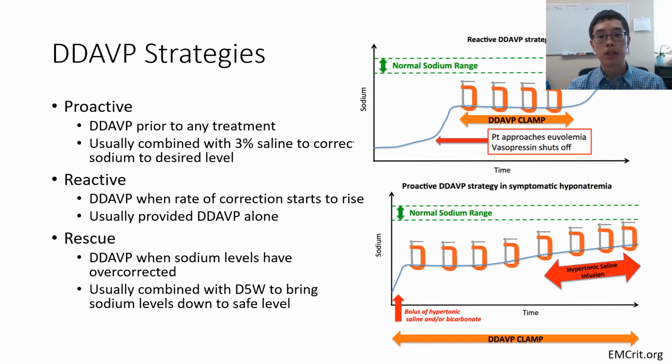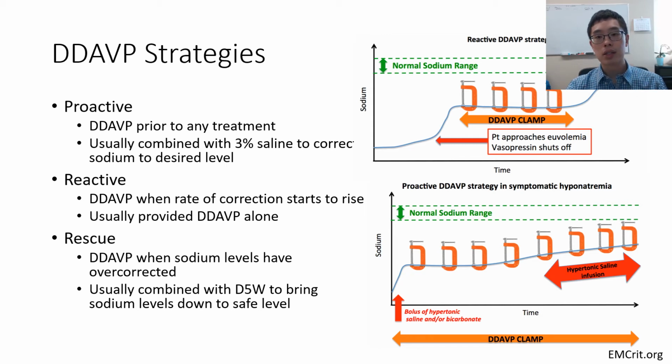We call the provision of DDAVP to create an SIADH state a DDAVP clamp, and we use the term clamp because it clamps down on the amount of electrolyte-free water you produce in your urine. The second, reactive strategy is to monitor the serum sodium levels carefully, and when the rate of correction appears to be headed towards overcorrection, the DDAVP clamp is instituted, followed by close monitoring to ensure that the serum sodium levels don't increase any further. After several hours have passed, the DDAVP clamp can be released, and the sodium can continue to rise on its own with close monitoring.